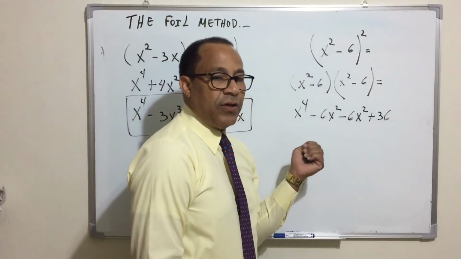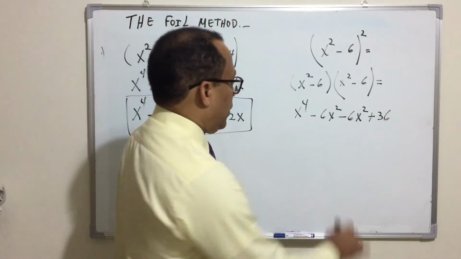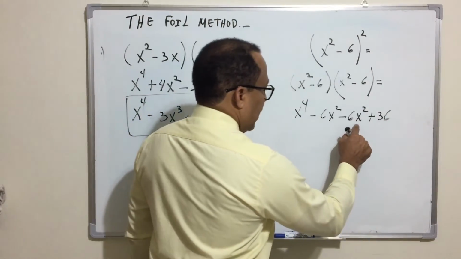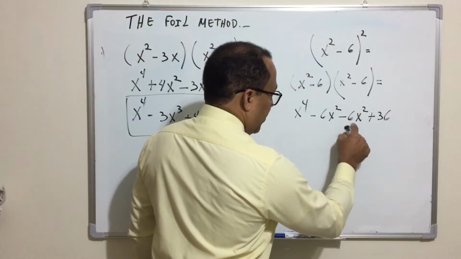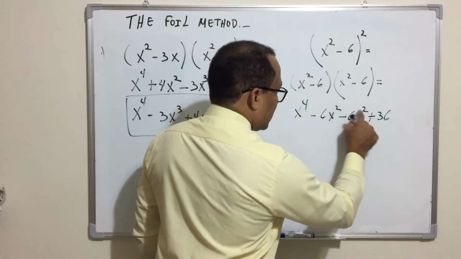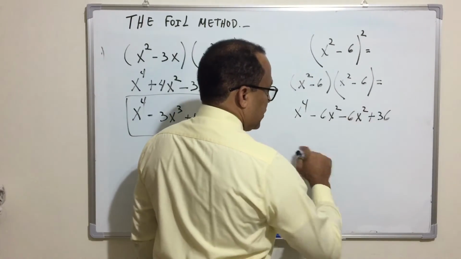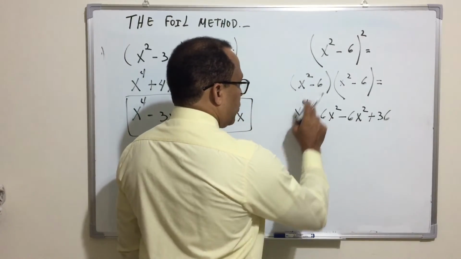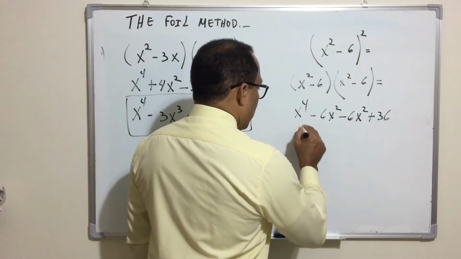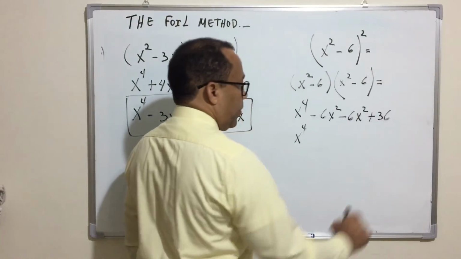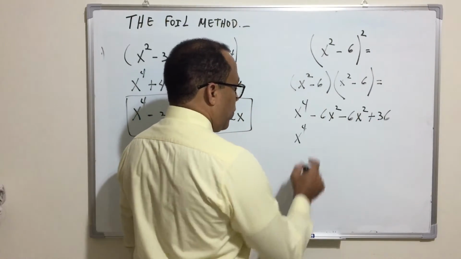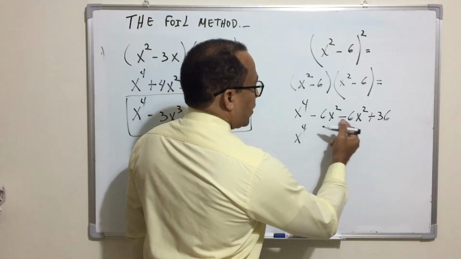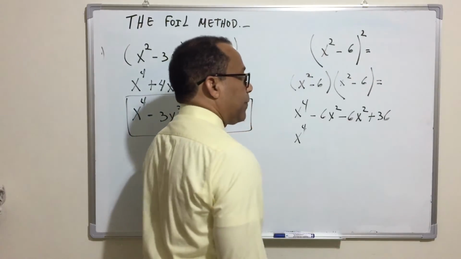Do we have any like terms? Yes, we do. Here they are, because they have the same letter, the same variable, and those variables have the same powers, the same exponents. So these two are like terms. Let's solve them. X to the fourth, I'll bring it down because it has no other like term. Negative 6x to the second minus 6x to the second.